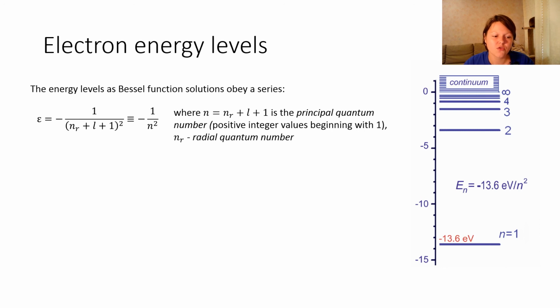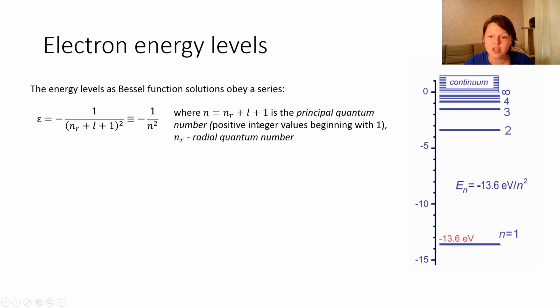Their energy level, according to the Bessel function solutions, obey such series. So we see that the energy level is connected with this expression, where the expression in the bottom is the principal quantum number, which can have only positive integer values beginning with unity. And nr is the radial quantum number that determines the quantity of nodes of the corresponding wave function.